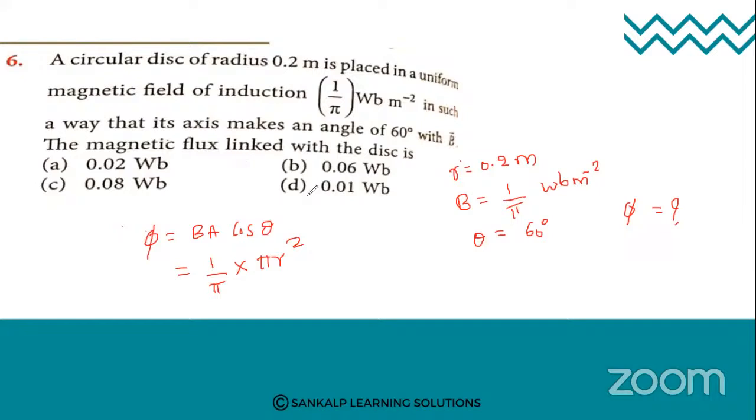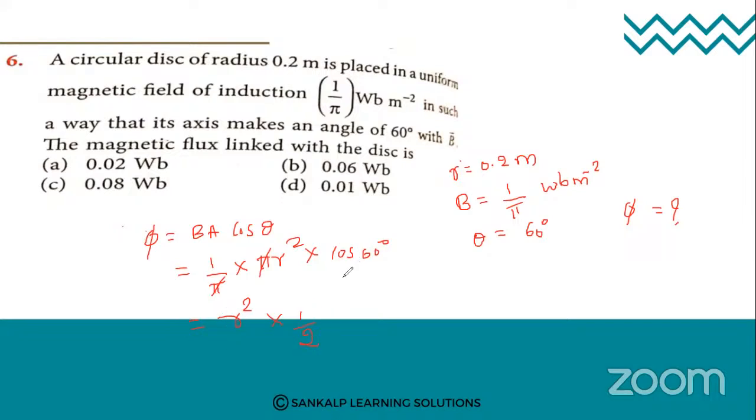Then next, into cos theta. So into cos theta will be into cos 60. Yes, so here pi will get cancelled. We will have here only r square into cos 60. Can anyone tell the value of cos 60, whether it is 1/2 or root 3/2? What is the value of cos 60? 1/2. Okay, so cos 60 is 1/2.